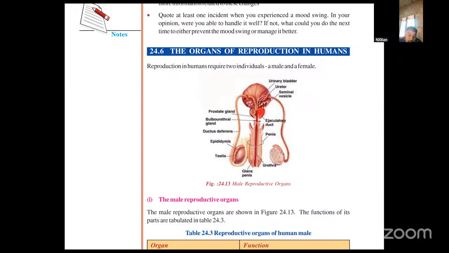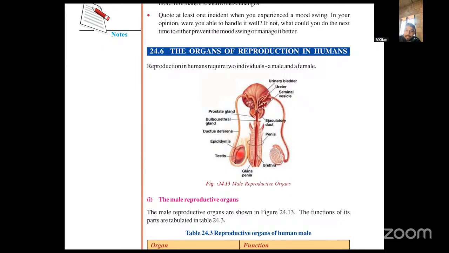Then we have this prostate gland. That prostate gland is responsible for making nutrition for the sperm because sperm has to travel a lot. So this prostate gland creates semen. That semen has the nutrition for the sperm so that the sperm can travel, because for sperm to live, they need nutrition. The nutrition is provided by the prostate gland.